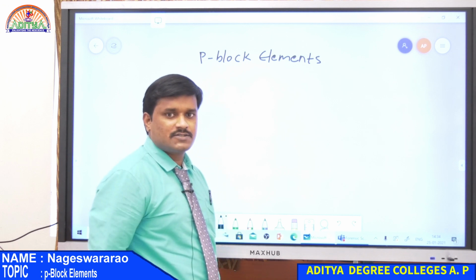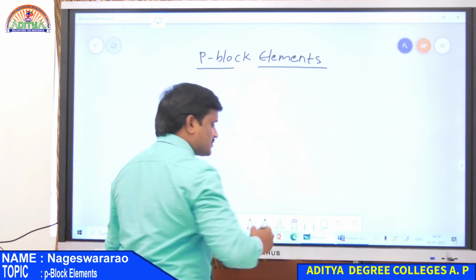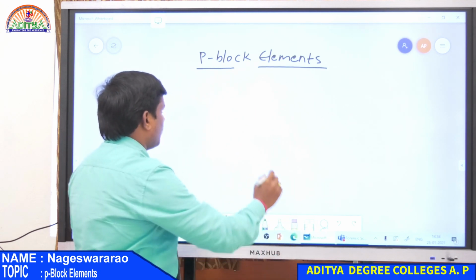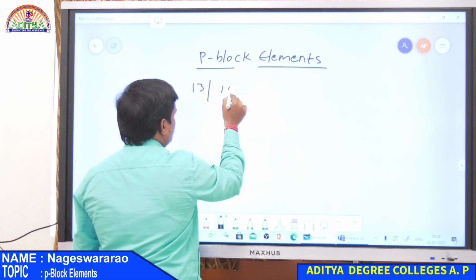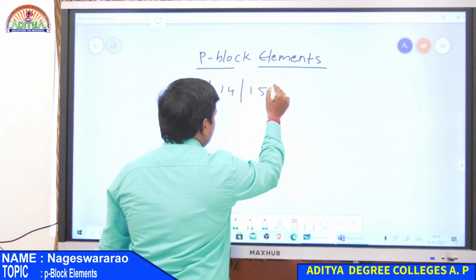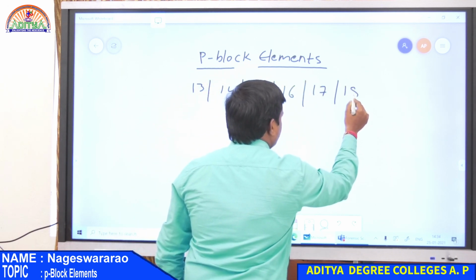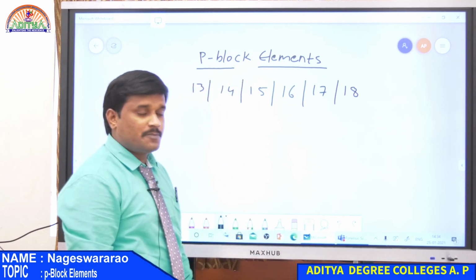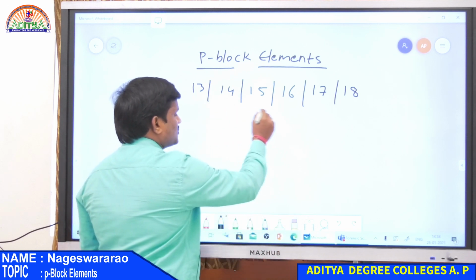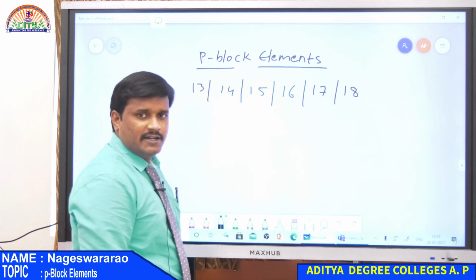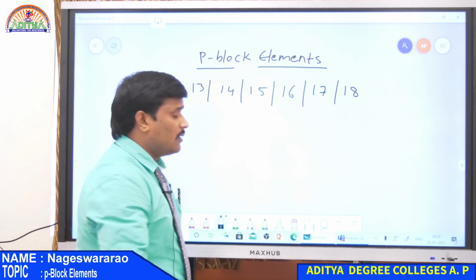So in our last class we discussed about p block elements. So how many electrons are there and how many elements are there? So there are 13th group elements, 14th group elements, 15th group, 16, 17 and 18. So these are the groups which are present in p block elements. That is nothing but in all these groups the last electron is entered into p orbital. That is why all these are examples for p block elements.